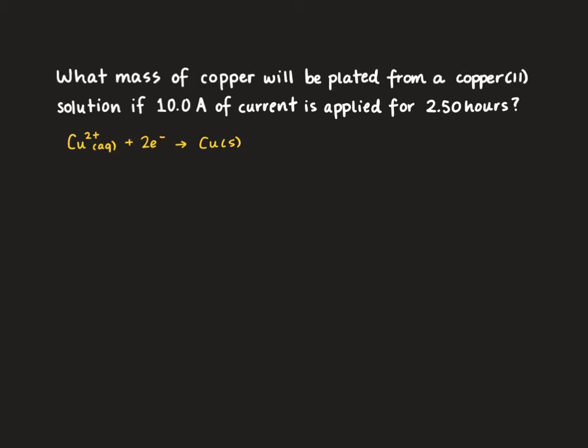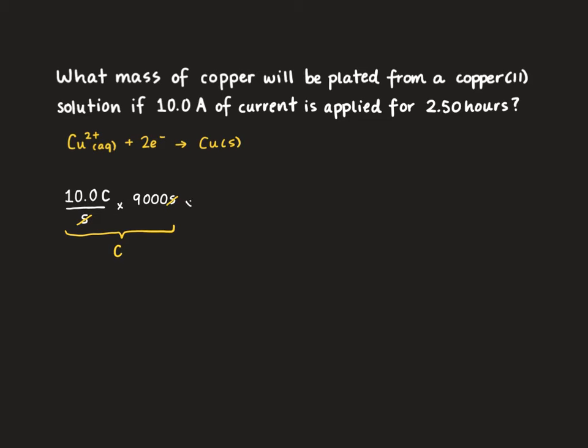I'm going to do this in one line, but I'll break down what I'm doing in each step. An amp is really a coulomb per second. So 10 amps can be written as 10 coulombs per second. 2.5 hours is really 9,000 seconds, because there's 3,600 seconds in 1 hour. At this point, our seconds will cancel and we are left with coulombs. So we've calculated the amount of charge that's been added to our system.